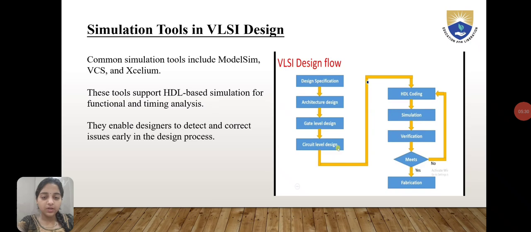Simulation tools in VLSI design. Common simulation tools include ModelSim, VCS, and Xilinx. These tools support HDL based simulation for functional and timing analysis. They enable designers to detect and correct issues early in the design process.